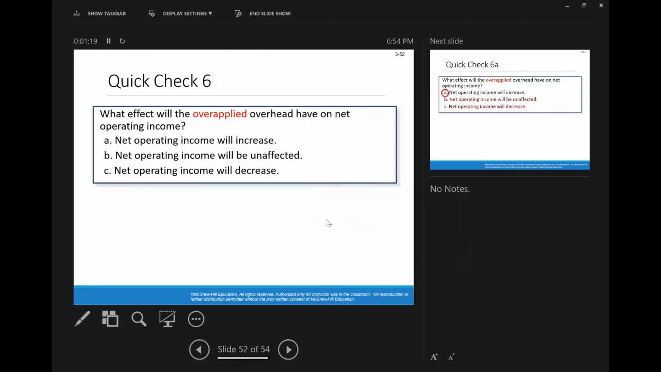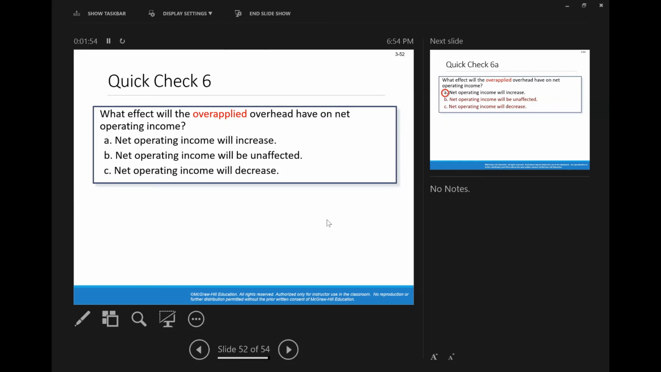So if I've over applied, that means I put too much in potentially to that cost of goods sold. So what do you think happens to that net operating income? Do you think it's going to increase or decrease if I didn't put enough cost in? I think if I over apply the overhead, the answer is net operating income will increase.